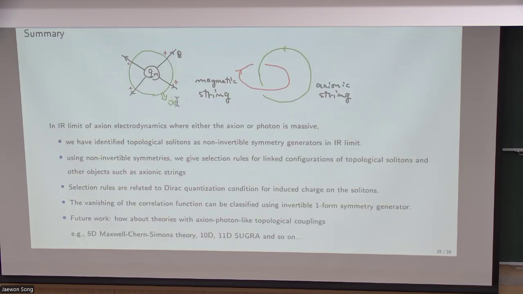Okay, so this is a summary of this talk. In the low energy limit of axion electrodynamics, where either the axion or the photon is massive, we have identified the topological solitons as non-invertible symmetry generators. And by using the non-invertible symmetries, we give selection rules for the linked configuration of the topological solitons and other objects, such as axionic strings and magnetic monopoles. The selection rules are related to the Dirac quantization condition for the induced electric charge on the solitons. And the vanishing of the correlation functions can be classified using the invertible one-form symmetry generator.